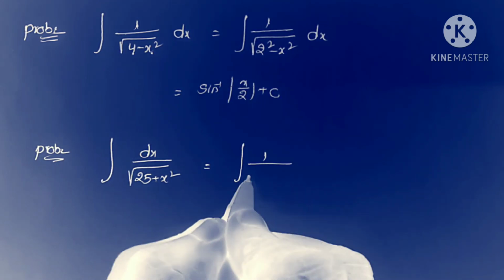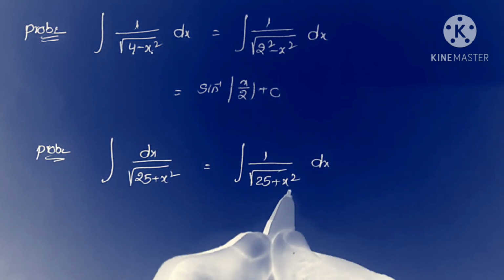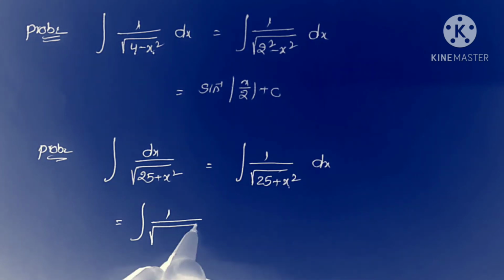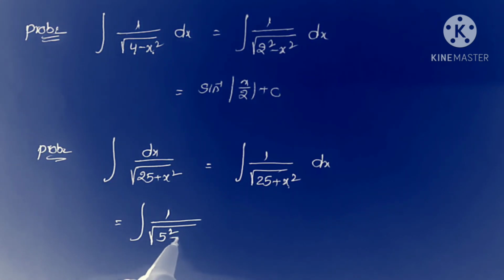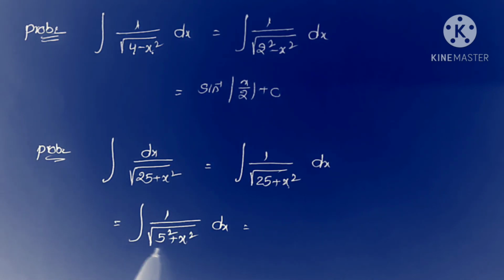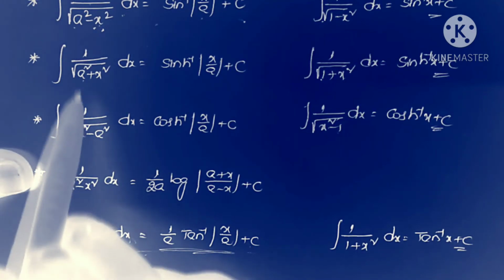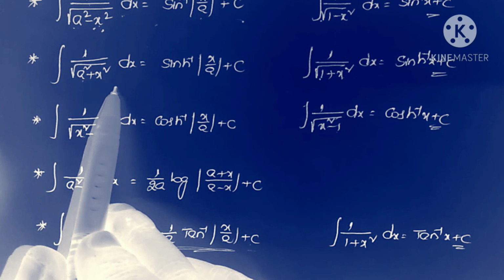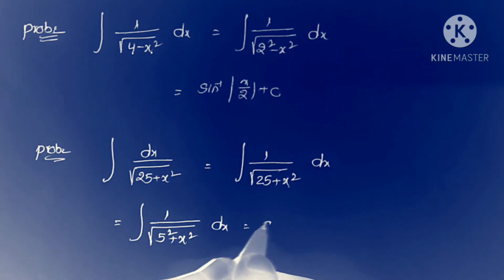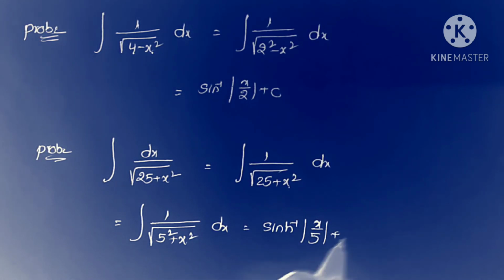Next problem: integral dx by square root of 25 plus x square. Now this is equal to the integral of 1 by square root of 25 plus x square into dx, and here also the x square coefficient is equal to 1. So this is taken as the integral of 1 by square root of 25, that is 5 square, plus x square into dx. Now what is this form? 1 by square root of a square plus x square into dx. What is the answer? Sine h inverse x by a plus c. So sine h inverse of x by 5 plus c. That's all.